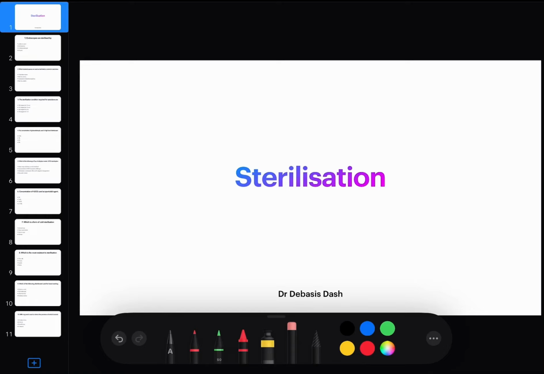Good afternoon everyone. Today we'll be discussing 10 MCQs of sterilization. What is sterilization?